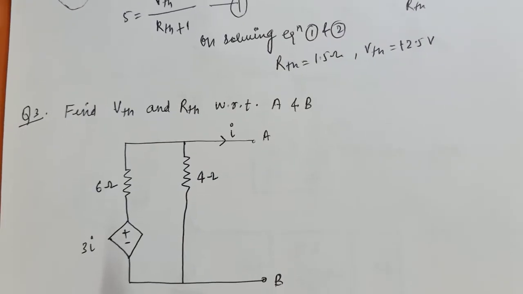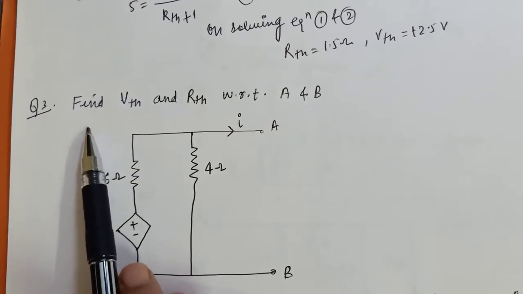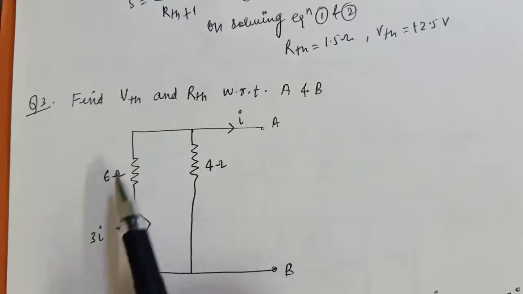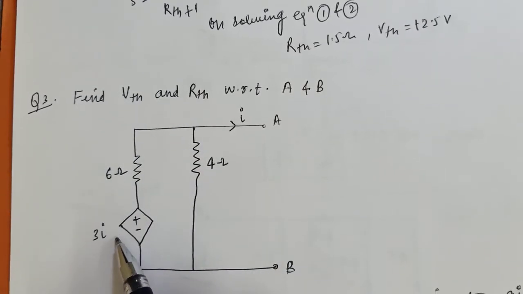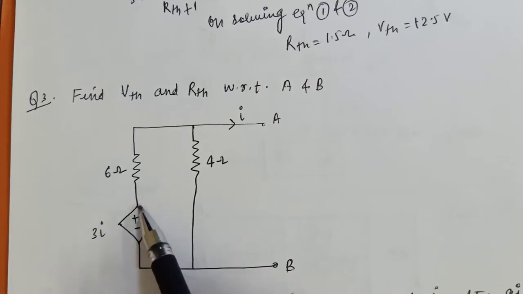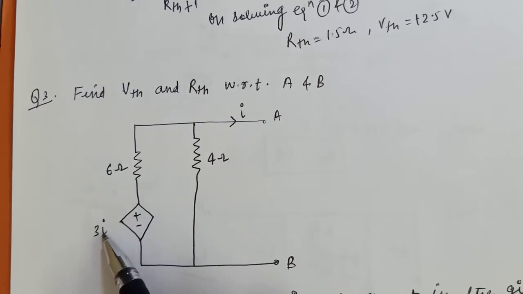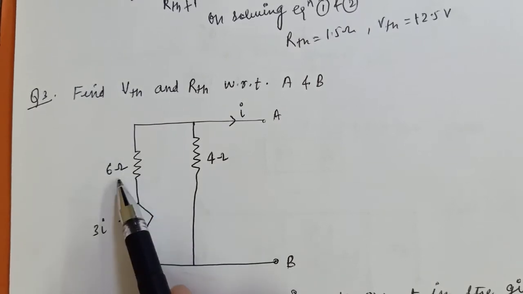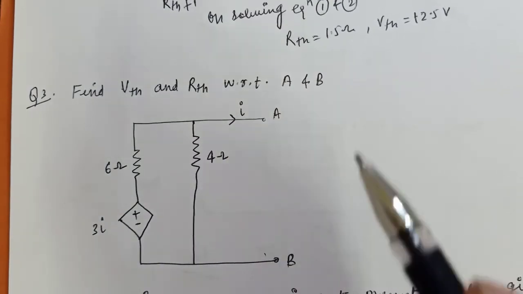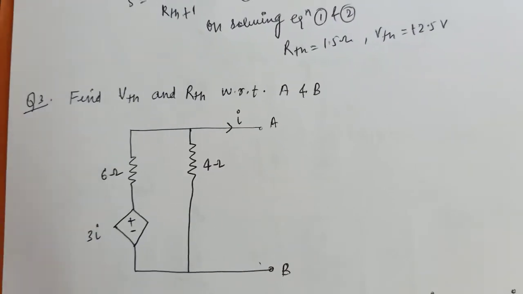So let's move towards another question with another concept. In this question, they have asked to find the V Thevenin and R Thevenin with respect to A and B. This circuit is given. This is your dependent source, current dependent, and it is a voltage source because plus minus is given. It is depending on the current I. There is a 6 ohm resistor, a 4 ohm resistor, and this is the current I flowing through this terminal. Across this AB, you have to find the V Thevenin and R Thevenin.